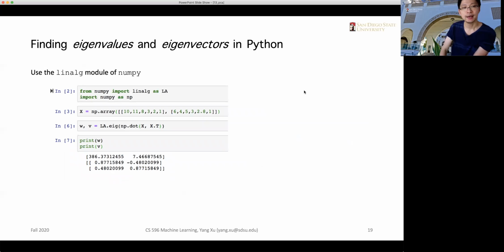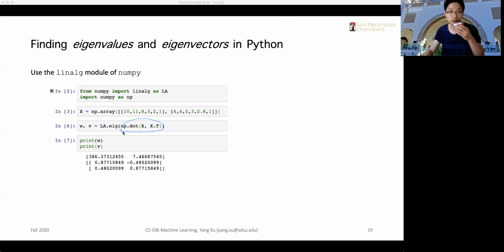All right, so in Python, it's quite easy to solve for the eigenvectors and eigenvalues using the NumPy package. So for example, we define x as a 2 by 6 matrix, right? Now we can just use the linear algebra module, and there is an eigen function, and we call that function on the covariance matrix. The covariance matrix is something you need to construct yourself, right?